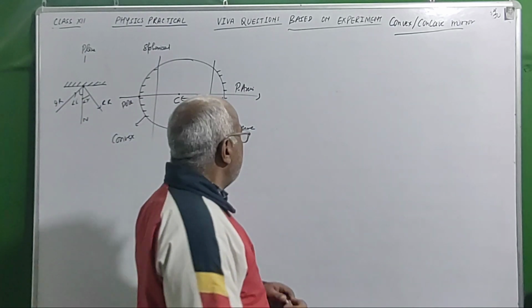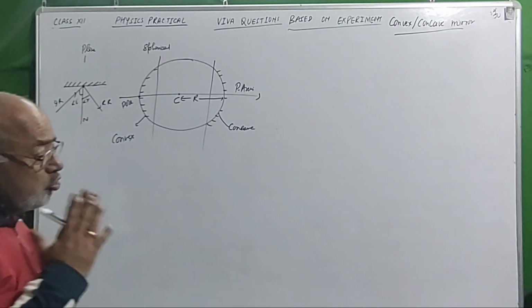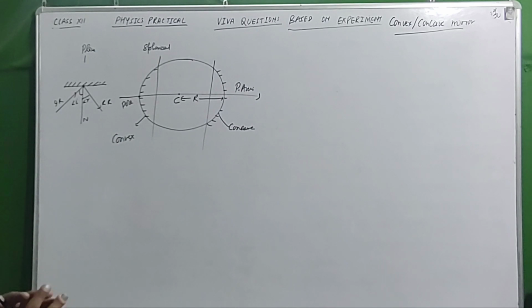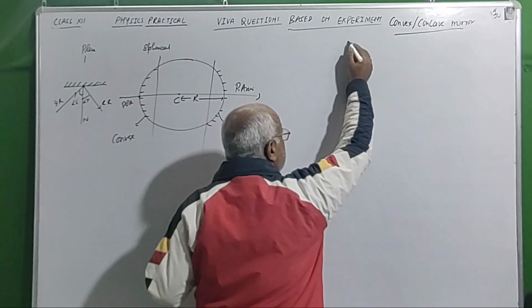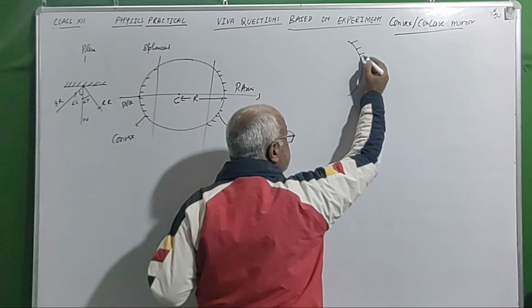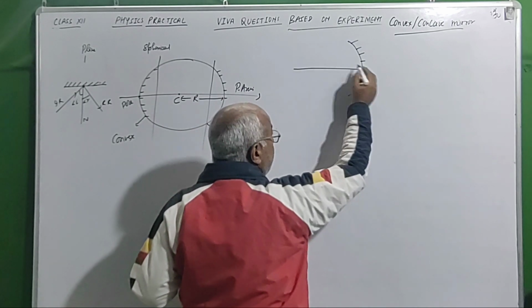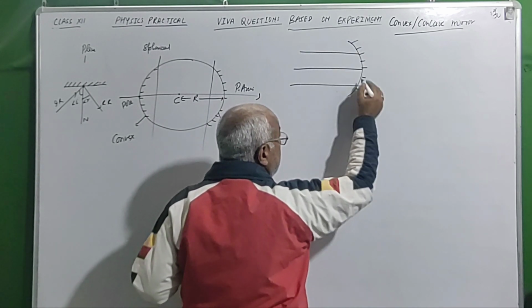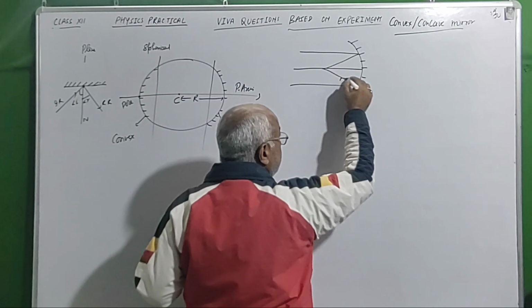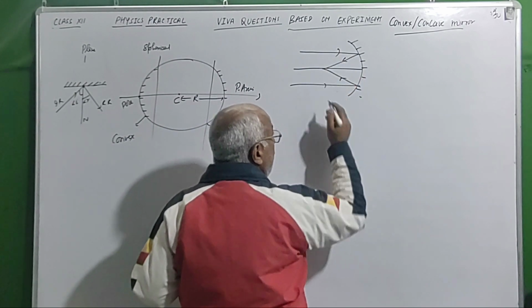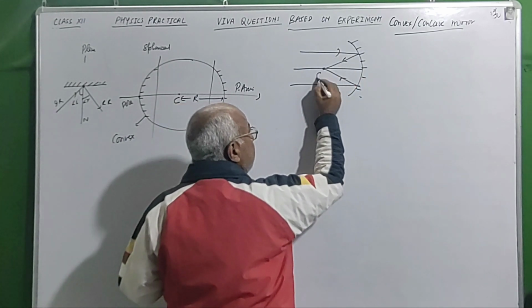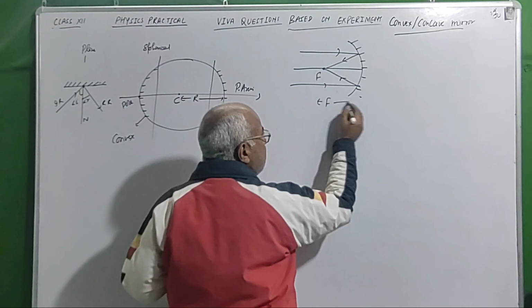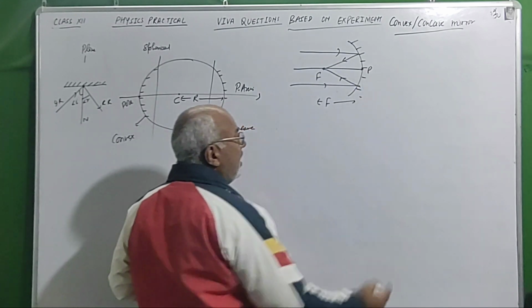Next question arises: what are you doing here? We are calculating the focal length of concave mirror and convex mirror. Concave mirror we calculate individually because a concave mirror converges the light at one point, so we call it a converging mirror. This is where it meets, there is the focus, and the distance between pole and focus is called the focal length.